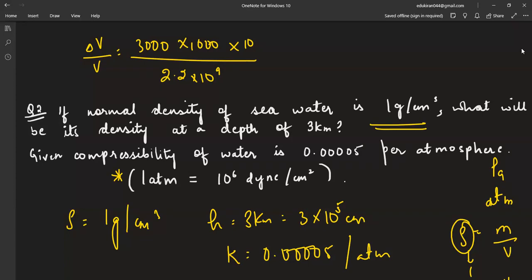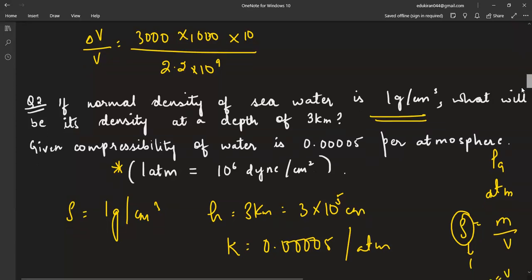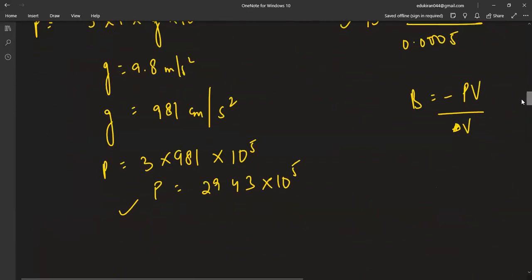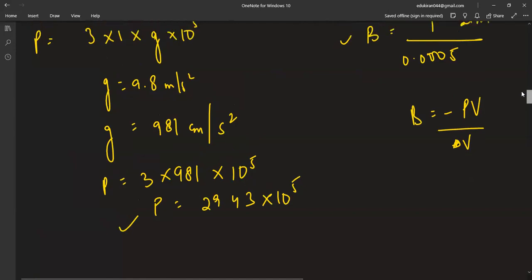I'll tell you this. First, do one thing. First, all of you calculate and let me know what is the value of delta V by V coming directly. Then I'll discuss the solution with you. Let me calculate it and let you know. Wait.